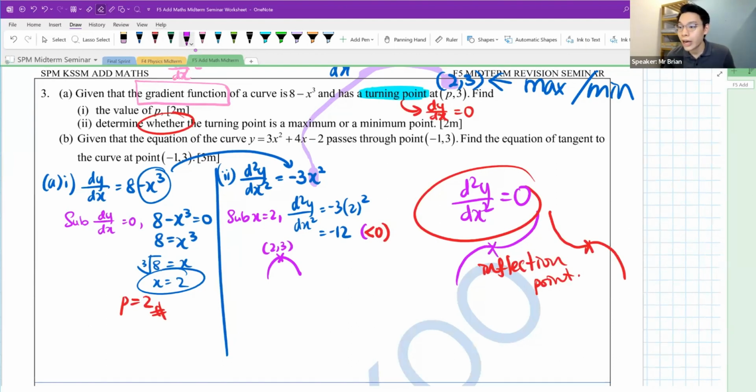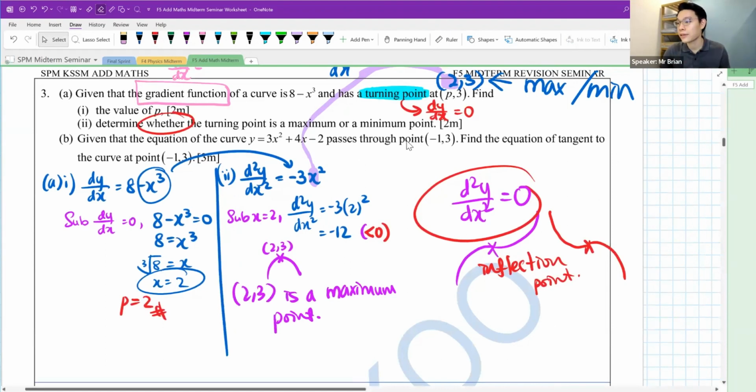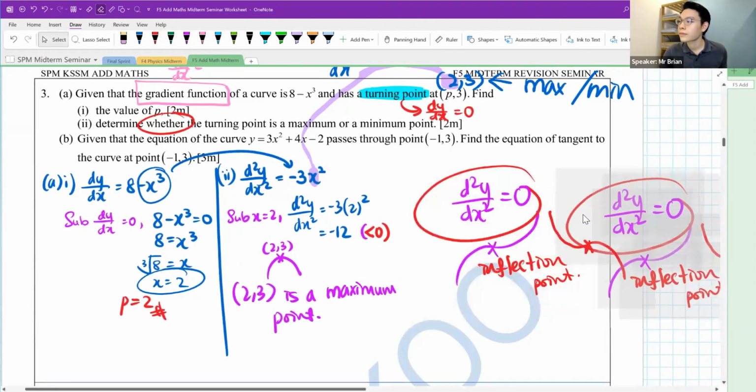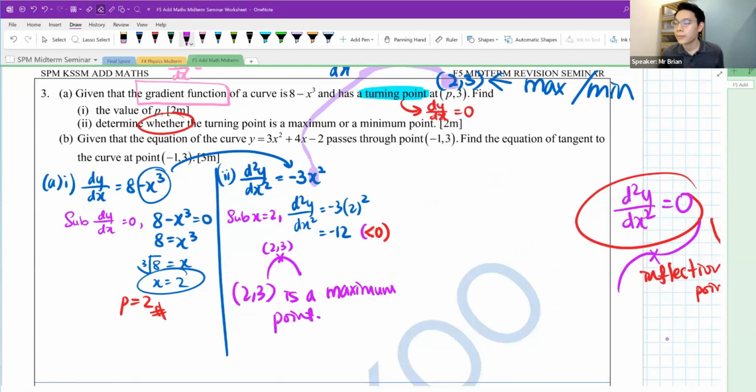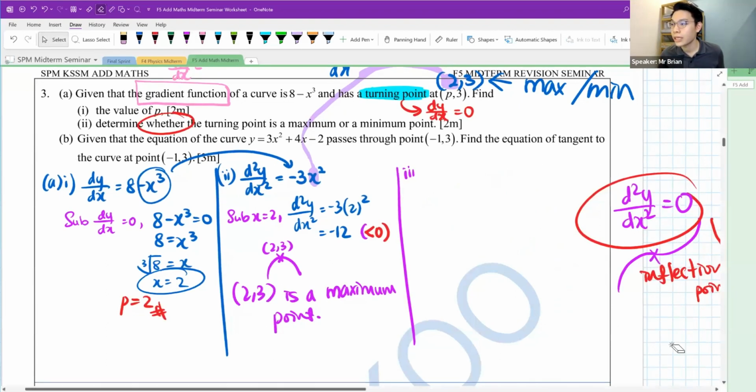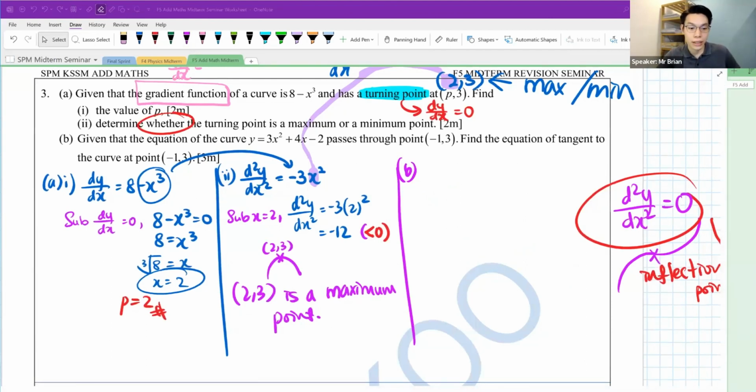Okay, so we got our answer already. This point, this 2, 3 is a maximum point. You have to see the shape based on the positive and negative. Okay, part B. Find equation of tangent again.